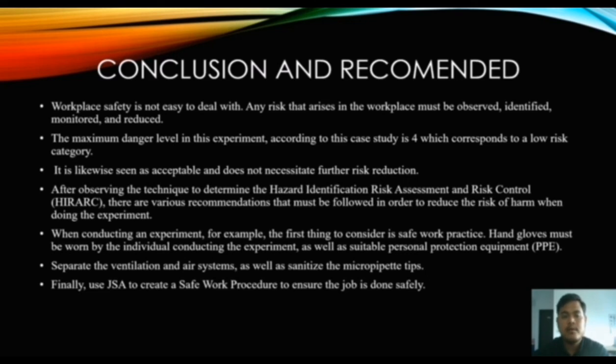When conducting an experiment, for example, the first thing to consider is safe work practice. Hand gloves must be worn by the individual conducting the experiment as well as suitable personal protective equipment (PPE). Separate the ventilation and air system as well as sanitize the micropipette tips. Finally, use GSA to create a safe work procedure to ensure the job is done safely.